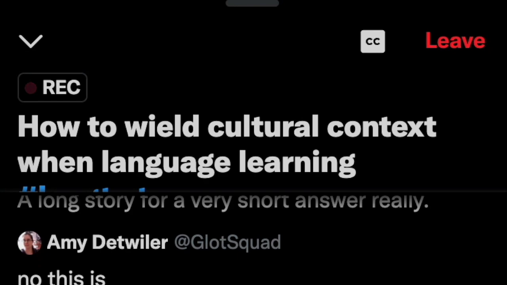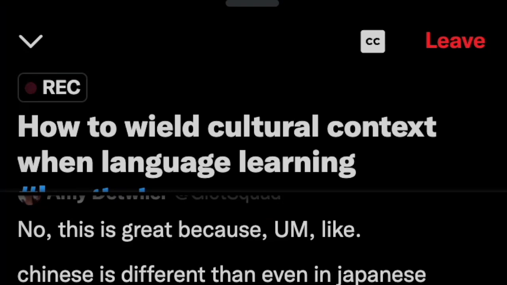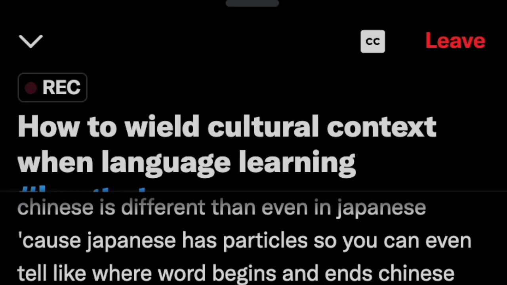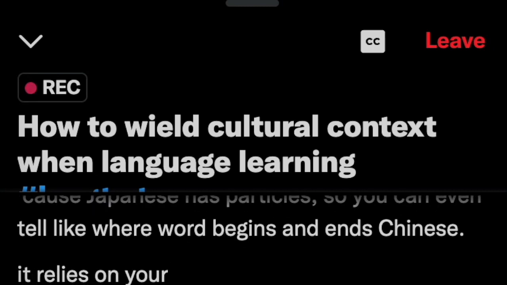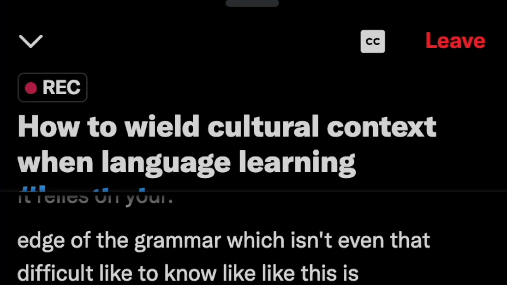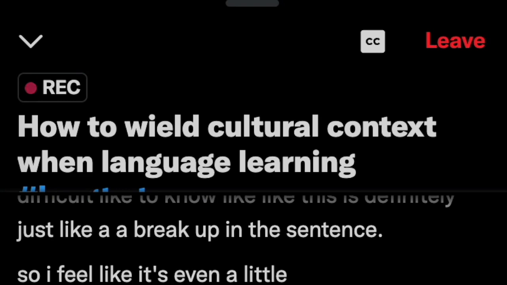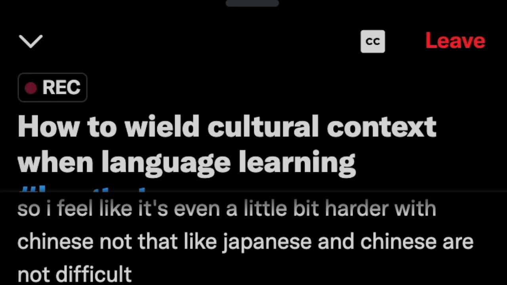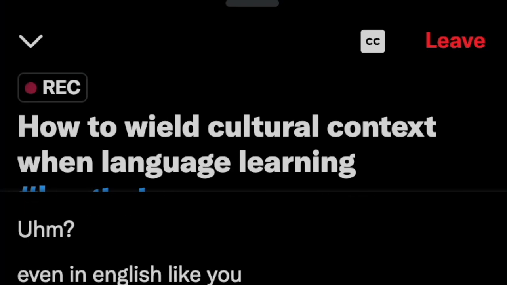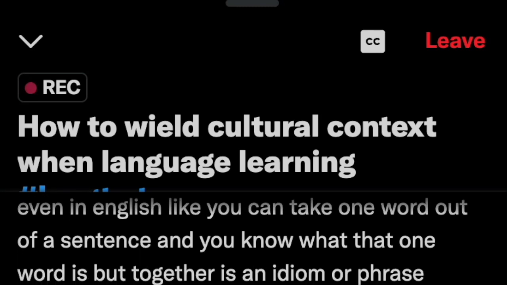No, this is great, because Chinese is different than even Japanese. Japanese has particles, so you can tell where a word begins and ends. Chinese relies on your knowledge of the grammar, which isn't even that difficult, to know that this is definitely a breakup in the sentence. So I feel like it's even a little bit harder with Chinese. Not that Japanese and Chinese are not difficult, because they are super difficult. Even in English, you can take one word out of a sentence and you know what that one word is, but together it's an idiom or a phrase, so together it doesn't have the same meaning.